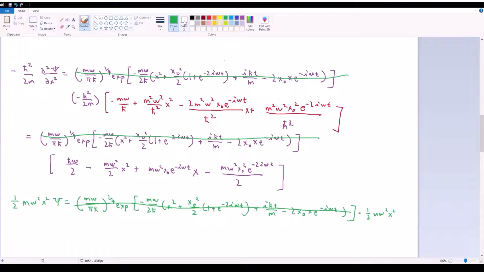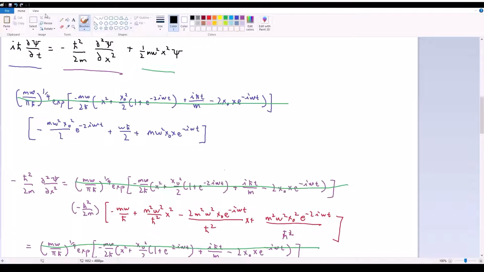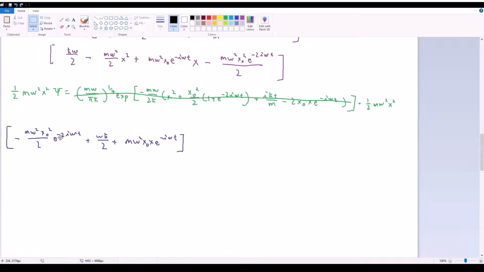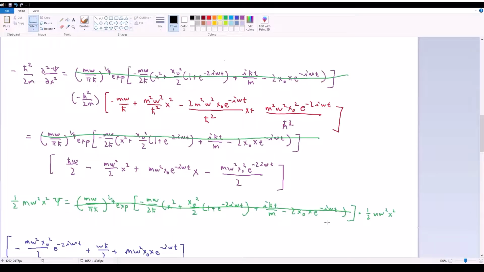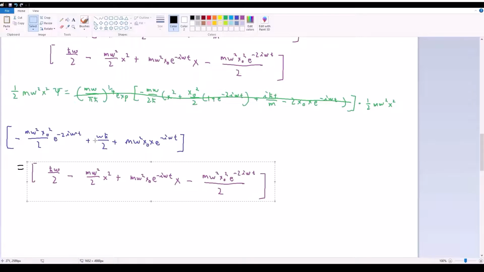So what I have left is going to be, let's see, this expression is going to be equal to the purple expression, and I believe it's added, yeah, added with the green expression. So what we're trying to do is just verify that this is actually true.